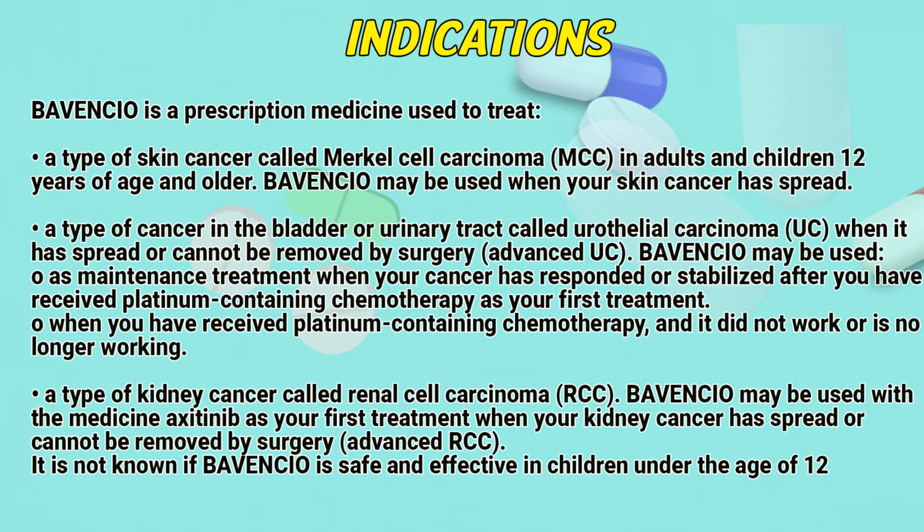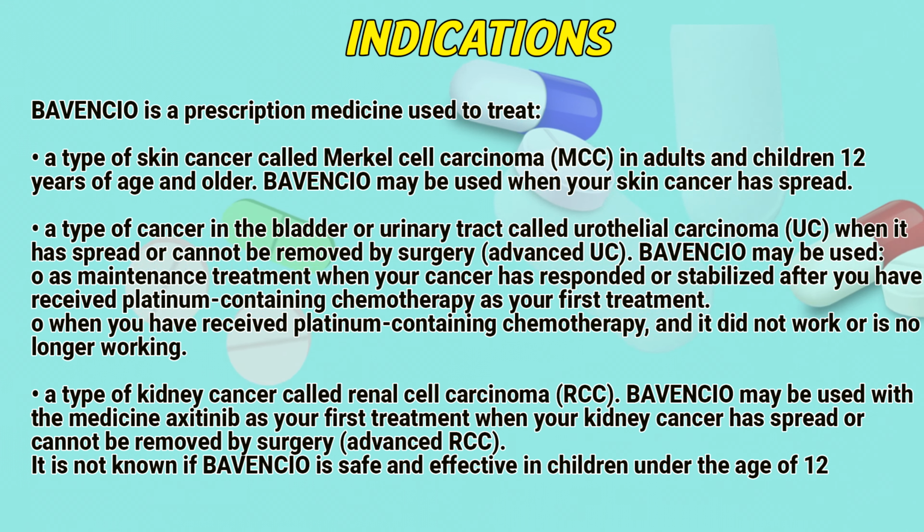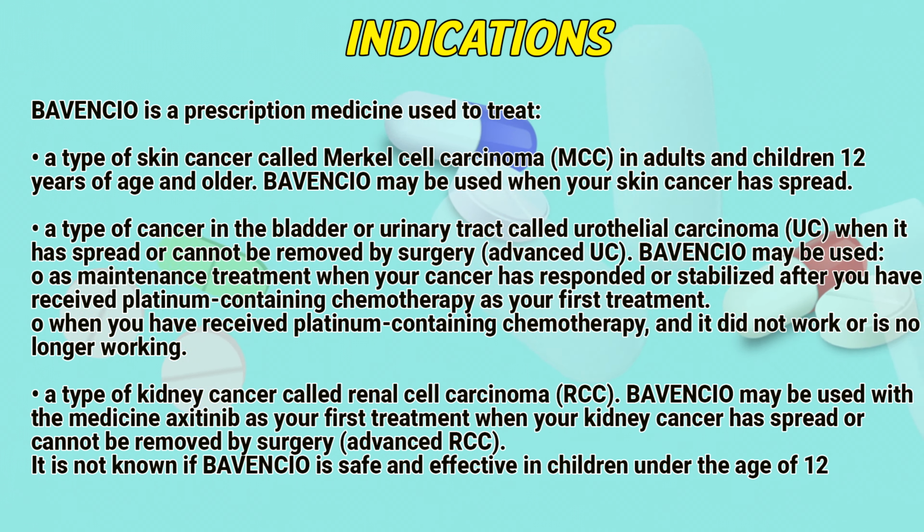Indications. Bavencio is a prescription medicine used to treat a type of skin cancer called Merkel cell carcinoma in adults and children 12 years of age and older. Bavencio may be used when your skin cancer has spread.